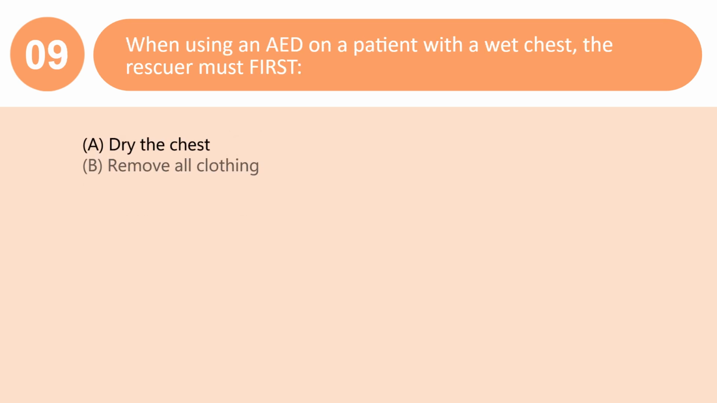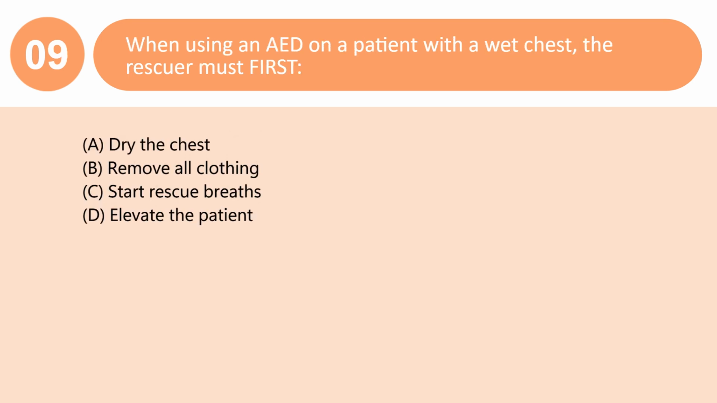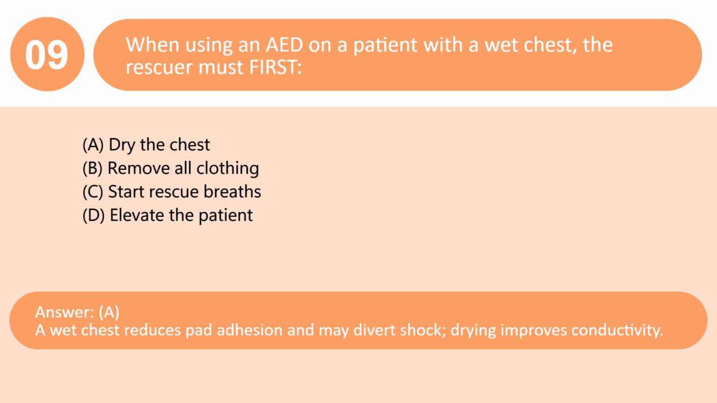When using an AED on a patient with a wet chest, the rescuer must first: A. Dry the chest. B. Remove all clothing. C. Start rescue breaths. D. Elevate the patient. Answer: A. A wet chest reduces pad adhesion and may divert shock.